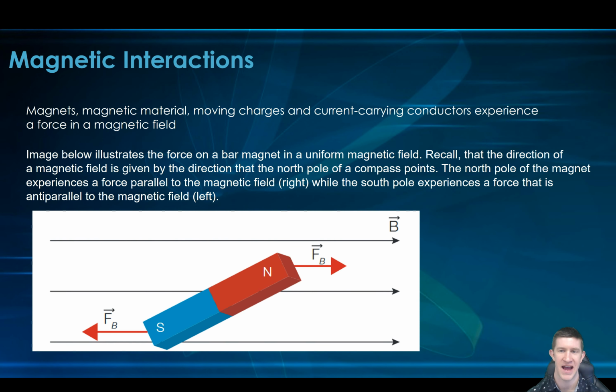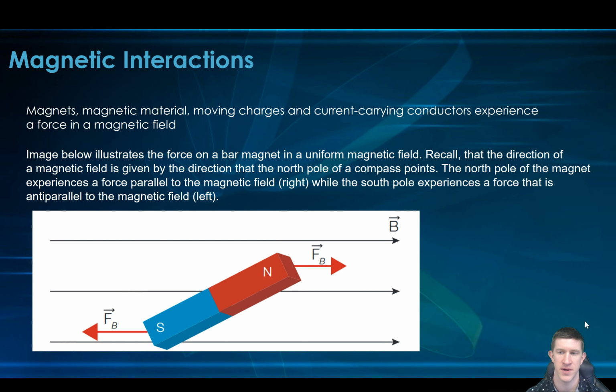So magnetic interactions is the first thing we're going to look at. Magnets, magnetic material, and moving charges, as well as current carrying conductors, experience a force in a magnetic field. The picture below shows an example of this if we would use a bar magnet, and this is within a uniform magnetic field.